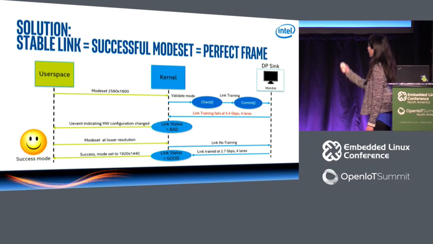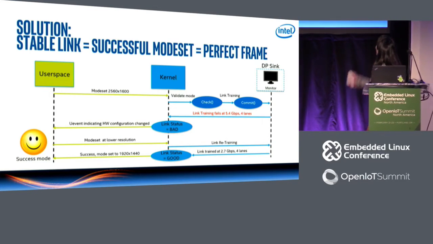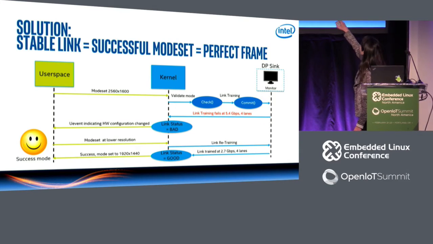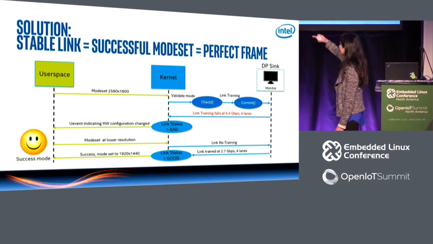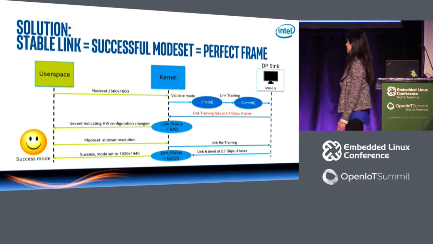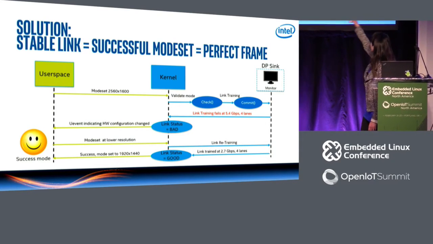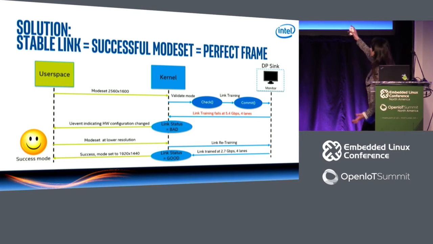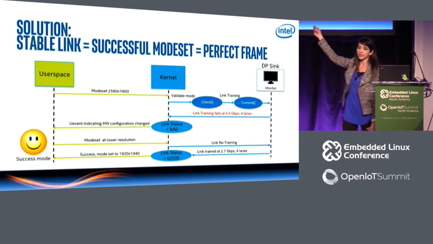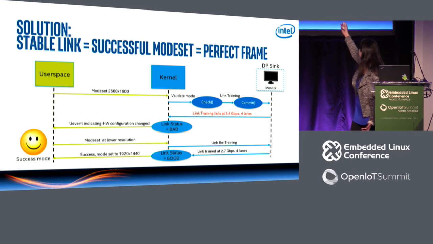Sorry, I got the next click first, but okay. So the first half of this diagram is the problem, and the next half is the solution that was implemented. What happens? The user space is requesting a specific mode, and the kernel is going to validate it and do the link training in the commit phase. Let's say the link training actually fails at the requested link rate, that is 5.4 gigabits per second. So what does the kernel do?